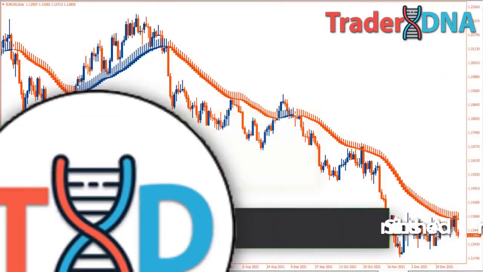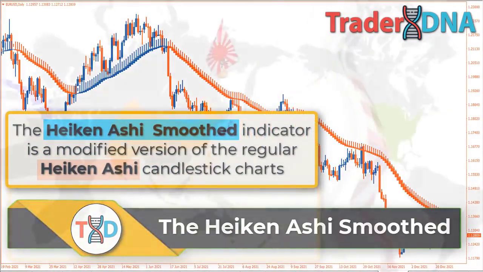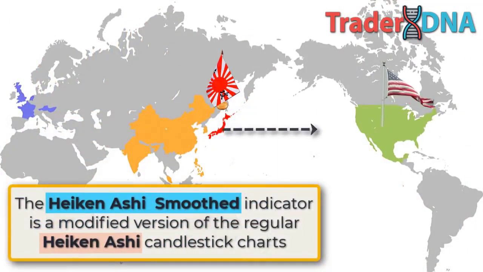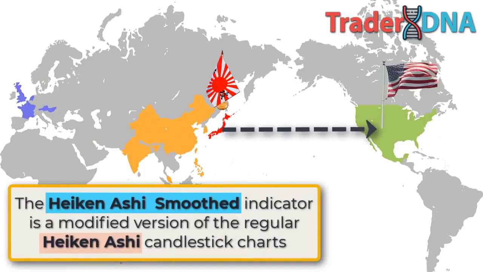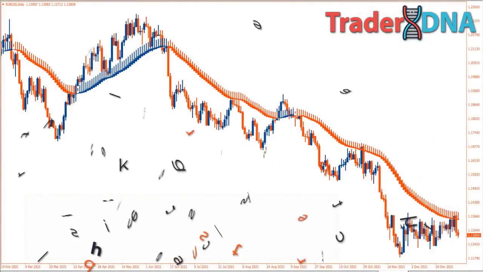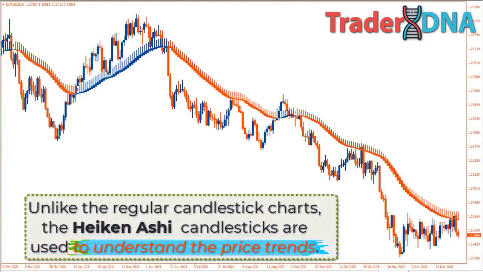The Heiken Ashi smoothed indicator is a modified version of the regular Heiken Ashi candlestick charts. A product of Japan, the Heiken Ashi charts are ancient and were brought to the West only a few decades ago. The Heiken Ashi is a type of chart used to analyze the price of a security. Unlike the regular candlestick charts, the Heiken Ashi candlesticks are used to understand the price trends. This is done due to the way the price is calculated and displayed on the chart.